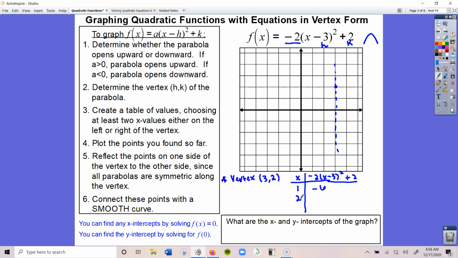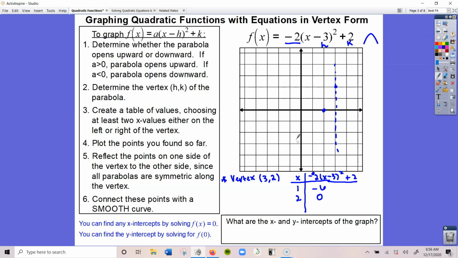Now if I plug in 2, 2 minus 3 is negative 1. Negative 1 squared is 1. 1 times negative 2 is negative 2. And negative 2 plus 2 is 0. So these are my coordinates: 1, negative 6. We have to go a little bit off the graph here. And 2, 0.